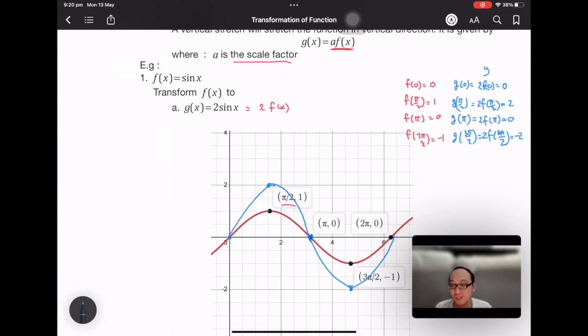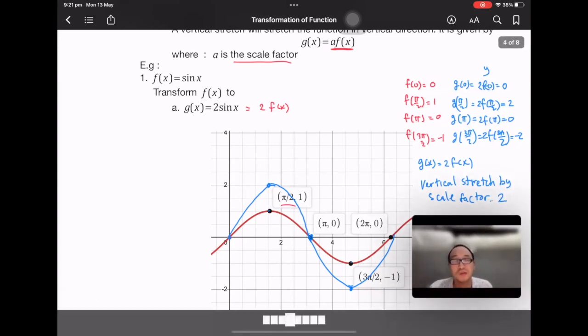So this is g(x) equals to 2f(x), a vertical stretch by scale factor, or SF, of 2. So we multiply all the y values by 2.